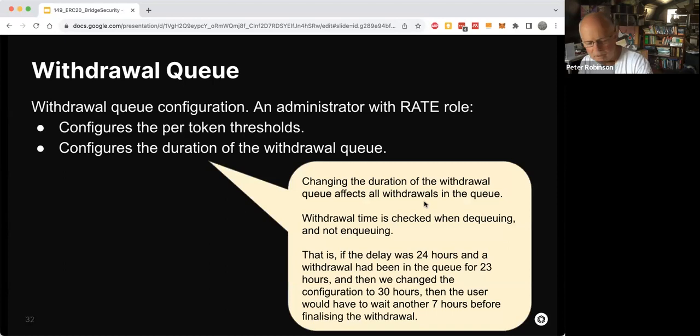So in the code that I've written, changing the duration of the withdrawal queue affects everything that's in the queue. So the withdrawal time is checked when you're dequeuing, not enqueuing. What that means is that, say you put something into the queue and the delay is 24 hours and some withdrawal's been in there for 23 hours, and then you say, well, we need more time, you could change the withdrawal delay to be 30 hours. Or you could decide to make it less. So it's a way of giving yourself a bit of flexibility.